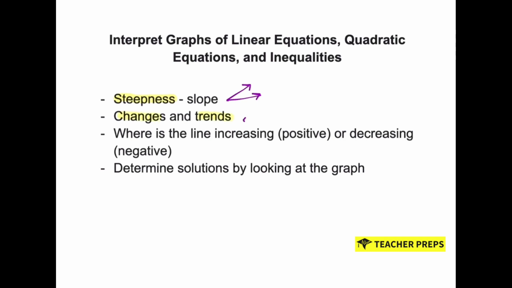Sometimes you have a line that increases at a certain rate and then has a zero slope and then starts increasing again. We can look and see where a line is increasing, that's when it has a positive slope, or decreasing. And then we can determine solutions by looking at the graph.